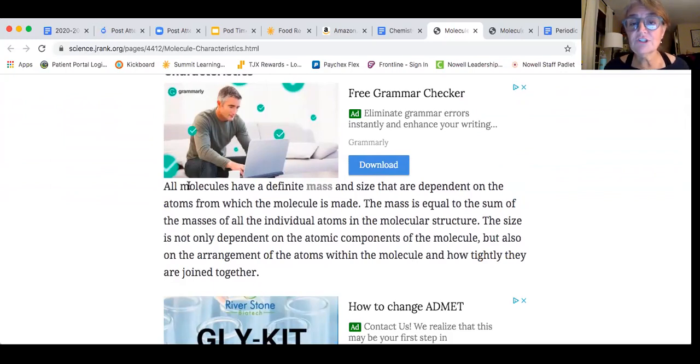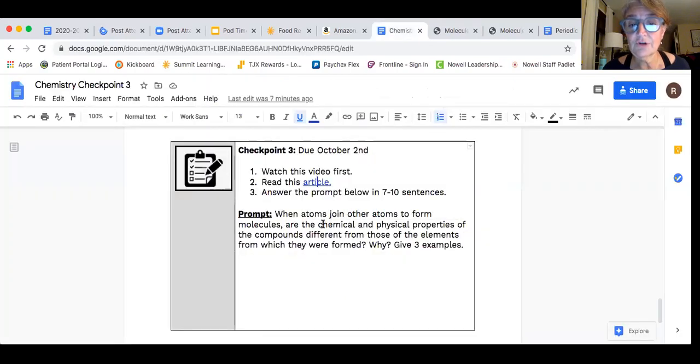Okay, so once you've read this article, you're going to return to the checkpoint and you're going to write a 7 to 10 sentence answer to this prompt. When atoms join other atoms to form molecules, are the chemical and physical properties of the compounds different from those of the elements from which they are formed? Why is that? And can you give 3 examples? And one example we just talked about, sugar, which is very different than the powdery black carbon or the 2 gases, hydrogen and oxygen, from which it comes.